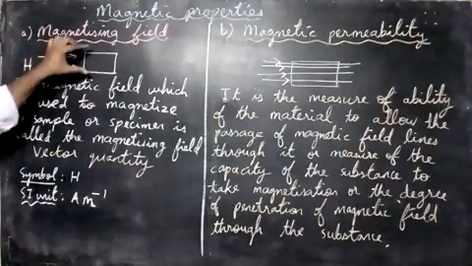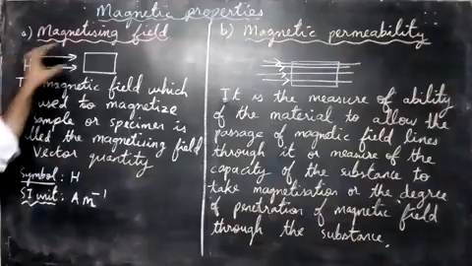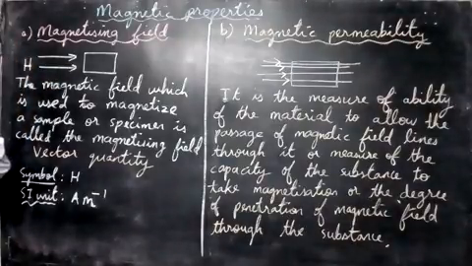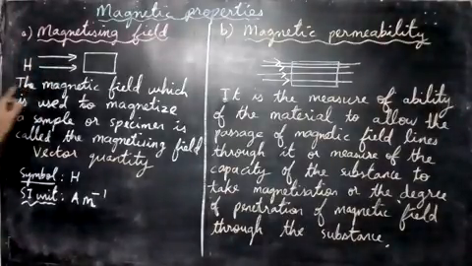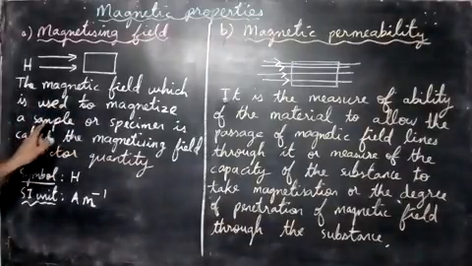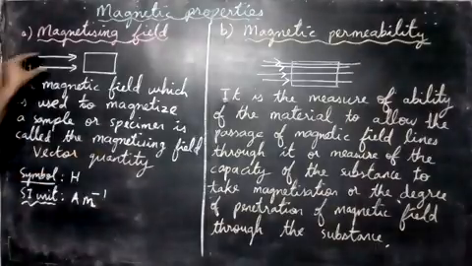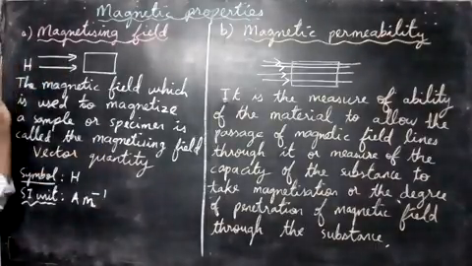Let's take a sample here. This is a sample, and we send some magnetic field here, with some coil or magnet. So let's see the definition here. The magnetic field which is used to magnetize a sample or a specimen is called the magnetizing field. So what field we are giving? That's called a magnetizing field.